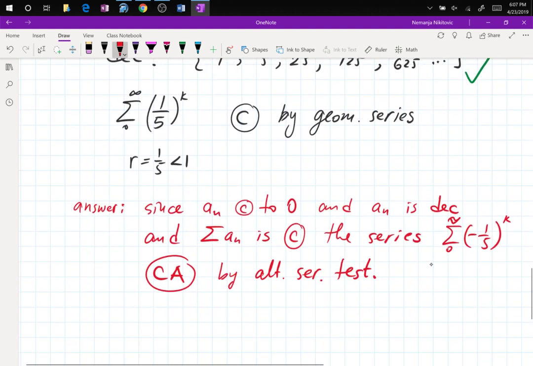So we looked at the sequence to come up with the decreasing part, and we looked at the sequence to come up with the limit being 0. Once we have those two pieces, we look at the series. And as you can see, the entire calculation, 100% of the time, ignores the alternating term, which was negative 1 to the n. So we don't have to worry about that.